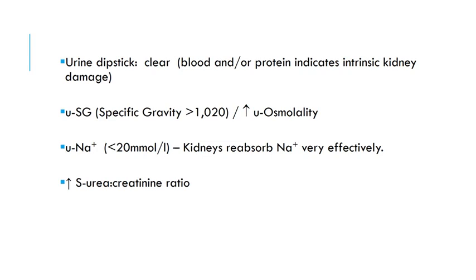If we look at the urine dipstick, if there is only a pre-renal element, there should be no protein or blood on the urine dipstick. If you do see these, it indicates intrinsic kidney damage.